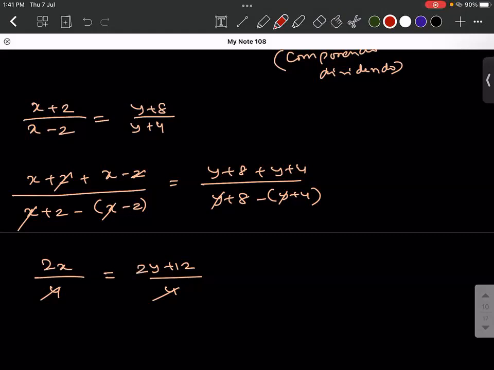2y + 12. Now you got a linear equation, which implies x = y + 6. So instead of cross multiplying and cancelling the terms, you can directly go with this.